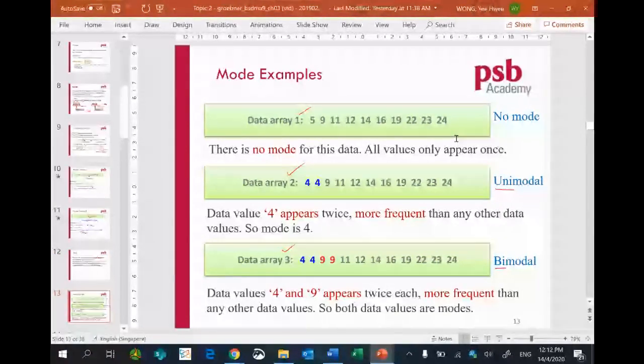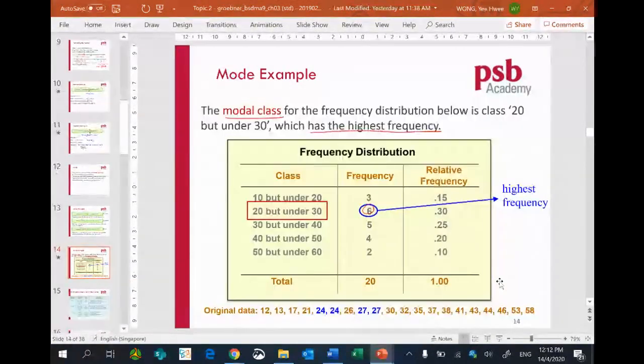Coming to numbers, we may have a set of numbers with no mode. We can have a set of numbers with only one mode or two modes or even many modes, more than two. What is this? This is called the modal class. The class with the highest frequency is called the modal class. We have lost the original data. We can't see this anymore once it's done in this way. So we have to rely on the frequency to tell us which class has the highest frequency.